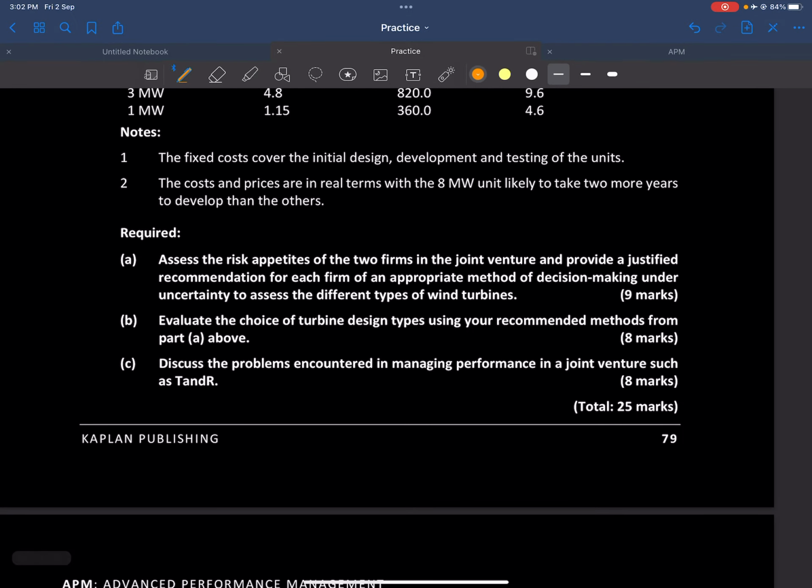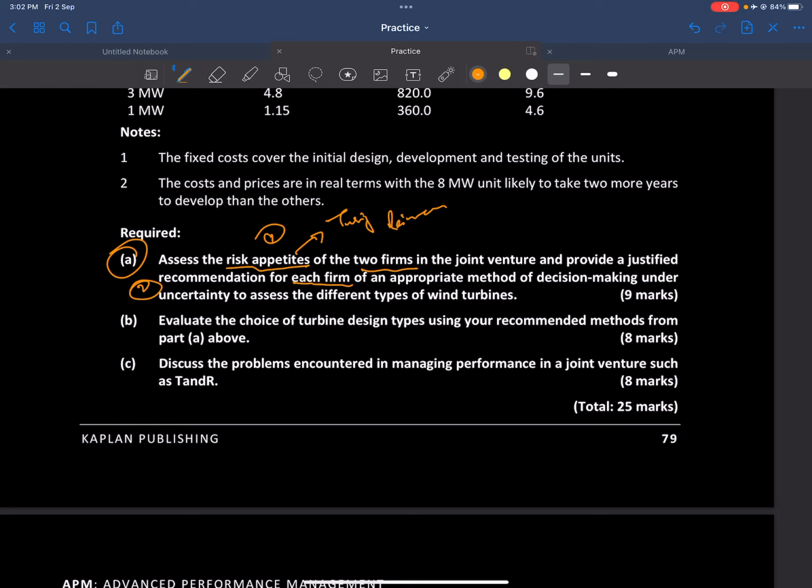So background done, let's just read the requirements as well. Requirement 1 is we need to assess the risk appetite of the two firms, Turing and Raymond. That's the first requirement. And then we need to provide a justified recommendation for each of the appropriate methods of decision making under uncertainty to assess different types of wind turbines for each firm. That's the second one. We need to provide a recommendation for each of the firms.